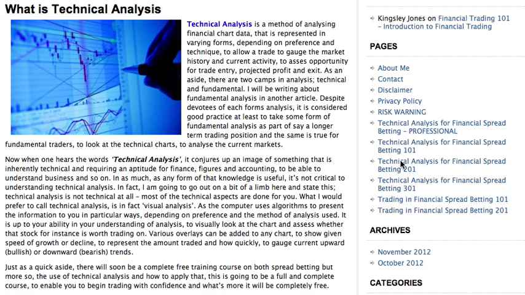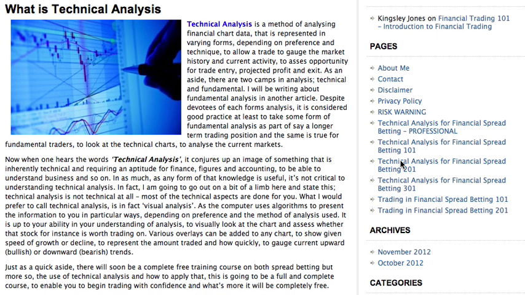Now, when one hears the words technical analysis, it conjures up the image of something that is inherently technical and requiring an aptitude for finance, figures and accounting, to be able to understand business and so on. And as much as any form of that knowledge is useful, it's not critical to understand technical analysis. In fact, I'm going to go out on a limb here and state this: technical analysis is not technical at all. Most of the technical aspects are done for you.